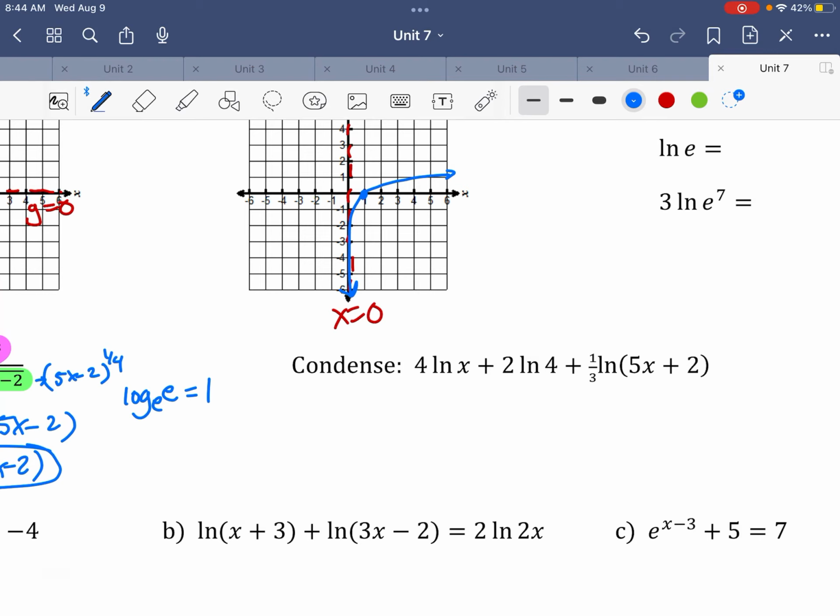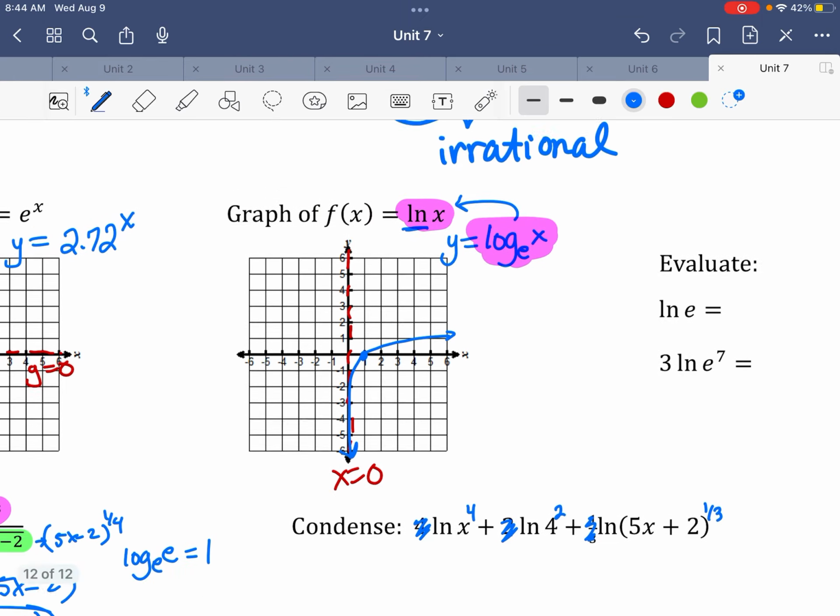All right, so over here, we're going to condense this. So this is 3 different logs, so it's going to have 3 different parts. And I'm going to put this 4 up top, put this 2 up top, and this 1/3 goes up here.